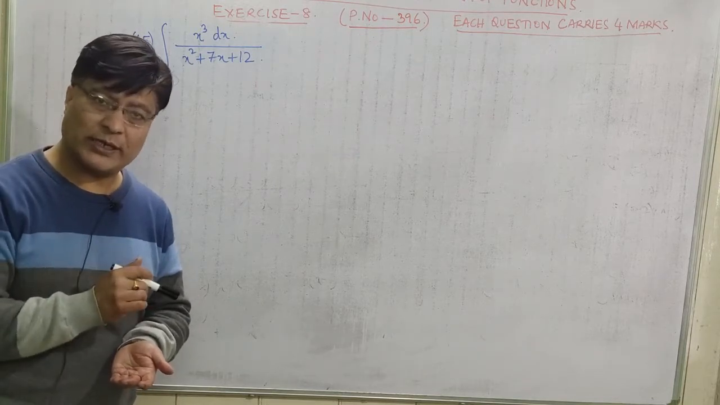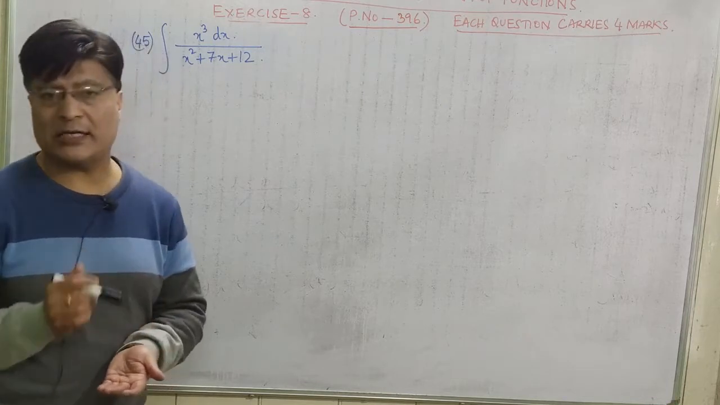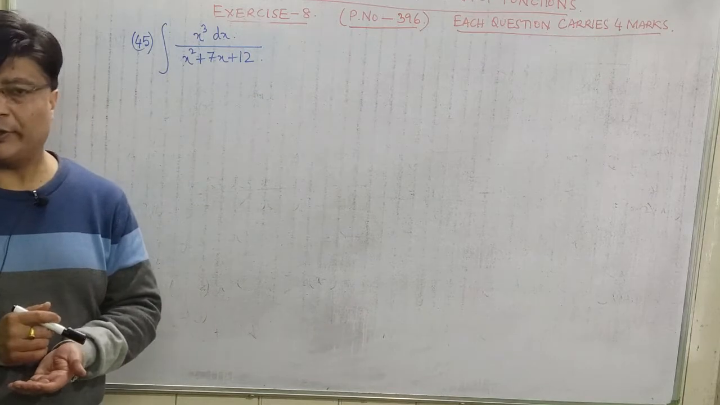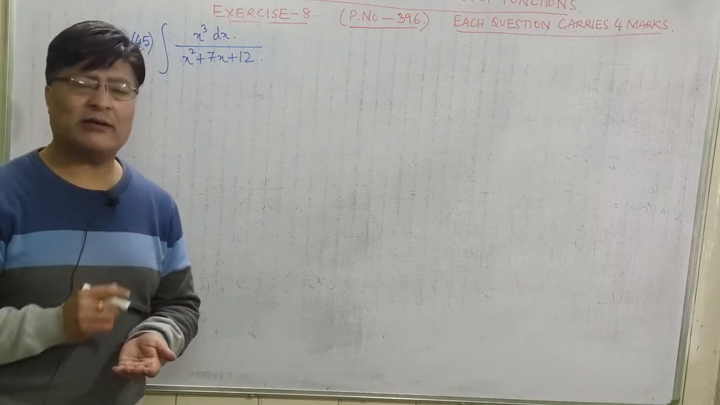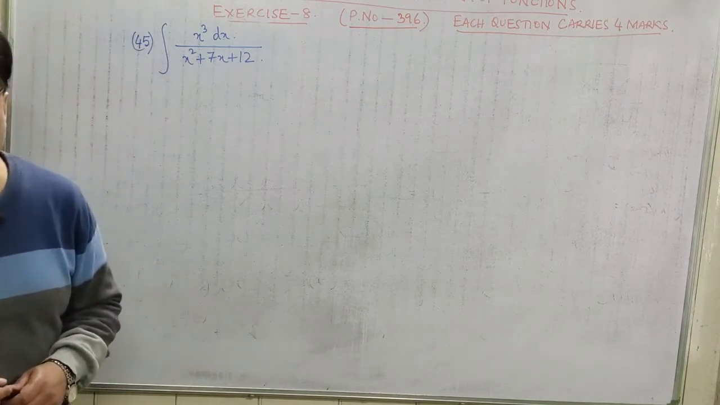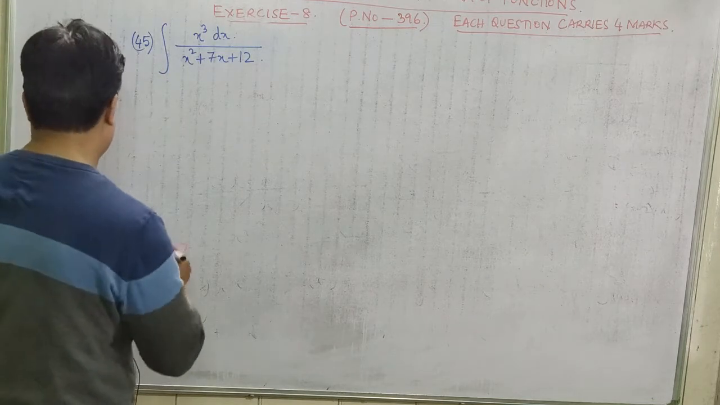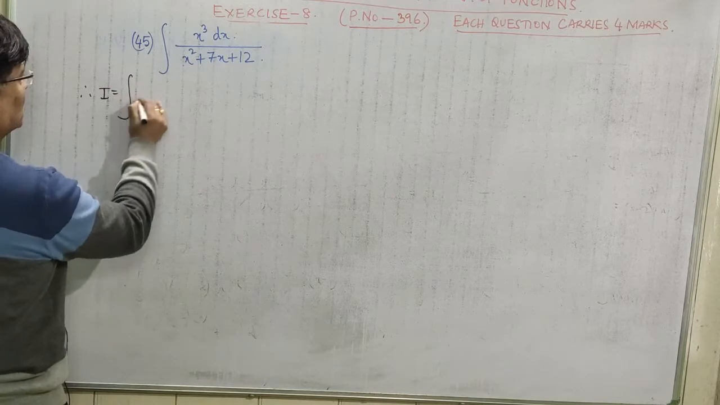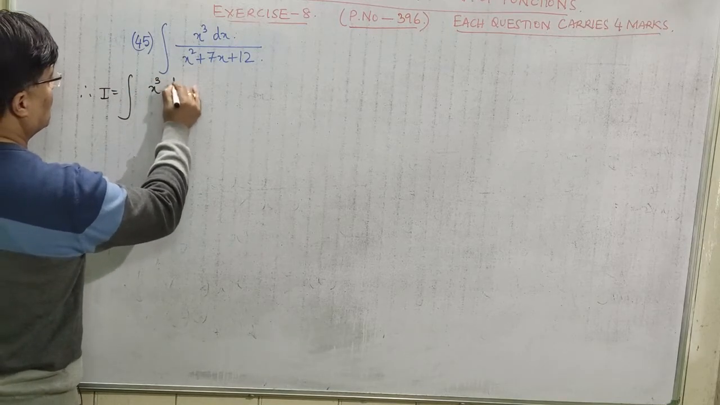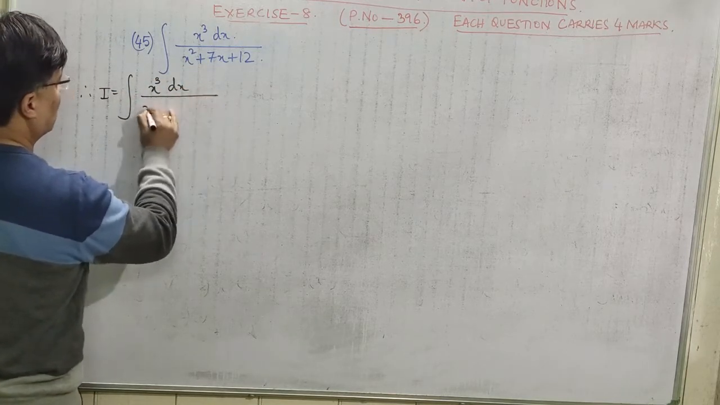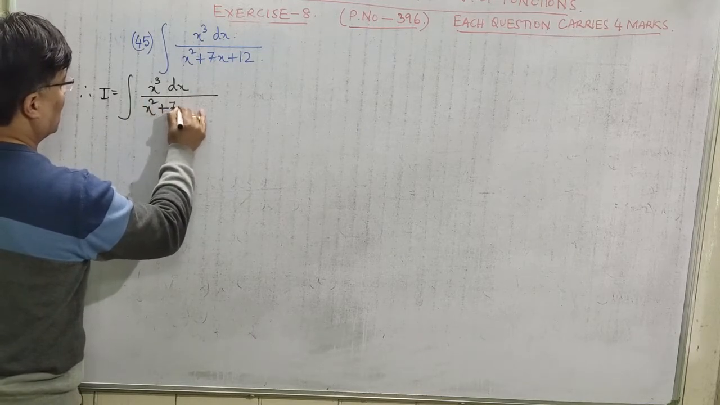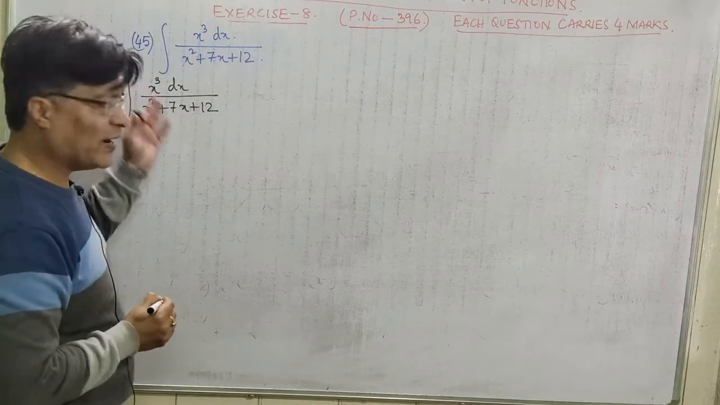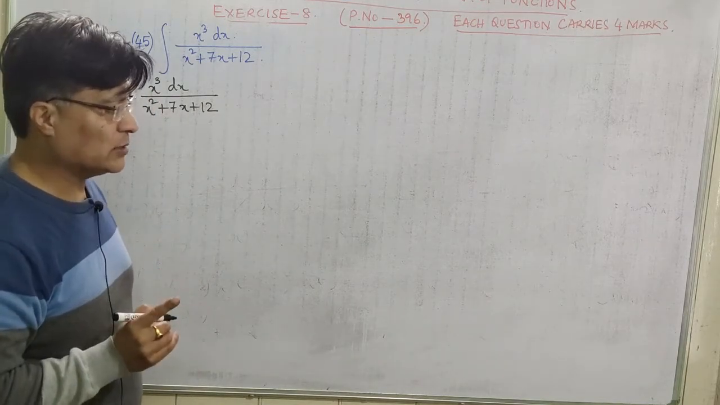You have to divide the numerator by the denominator, because in this case the highest power of x in the numerator is more than the highest power of x in the denominator. So here also you cannot directly change it into partial fractions. So let us first write down I is equal to the integral of x cube dx divided by x square plus 7x plus 12. So let us divide the numerator by the denominator.